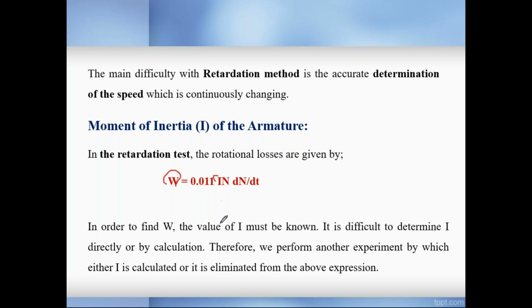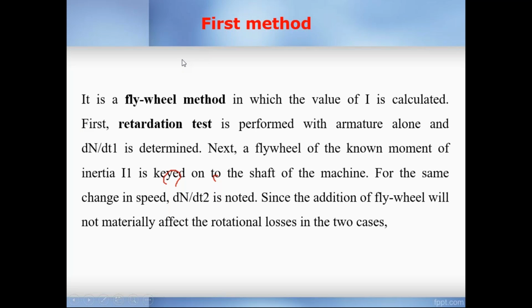So by using these methods we can find the rotational losses. So just these are the two methods. Oka method lo mana I ni calculate chesamu, inkoka method lo I ni eliminate chesamu, right? So the first method we can call the flywheel method, in which the value of I is calculated.